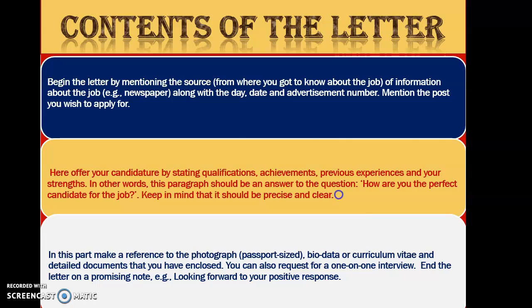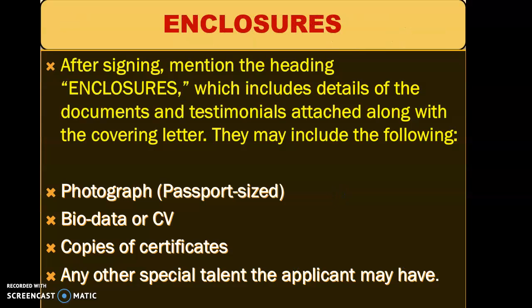Today let us continue further. Now, enclosures. After you finish the covering letter, towards the end you mention the enclosure. After signing, mention the heading enclosures, which includes details of the documents and testimonials attached along with the covering letter. And these enclosures may include a passport size photograph, biodata or CV, copies of testimonials, certificates, and any other special talent or any other special reference the applicant would like to give. You have to give the certificates.